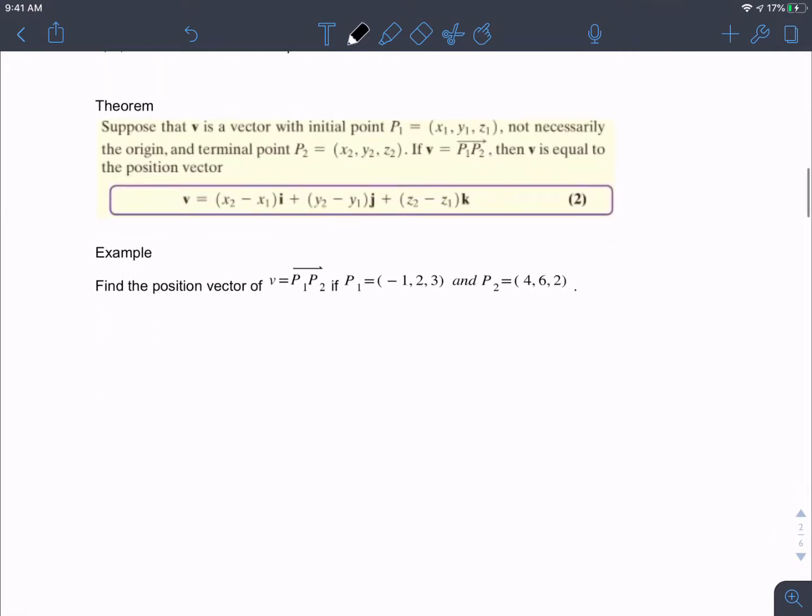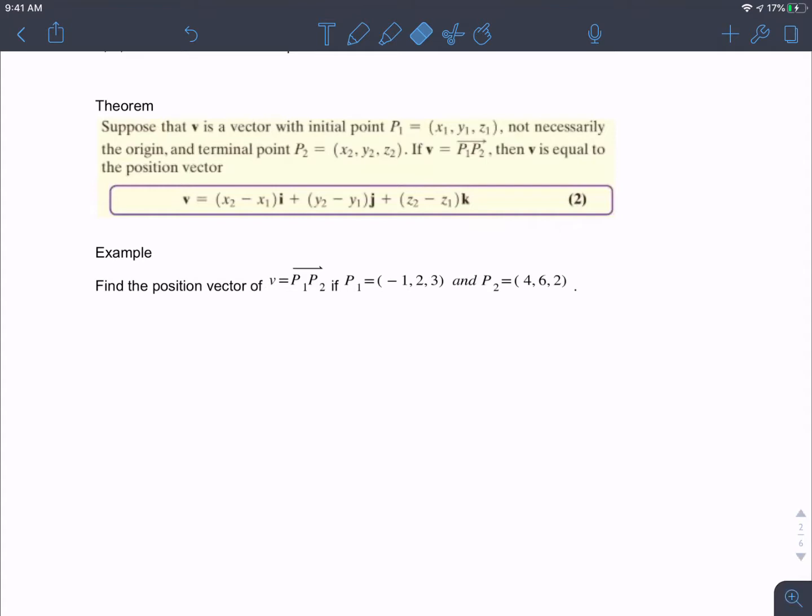Here's a theorem for us to look at. So we can write vectors. If we have 2 points, the direction of the vector matters. We can see here it's going from P1 to P2. That's what that arrow means. It's telling us in which direction it's going. Since it's going from P1 to P2, we're going to subtract the first point from the second point. So let's look at this example that we have with our P1 and P2.